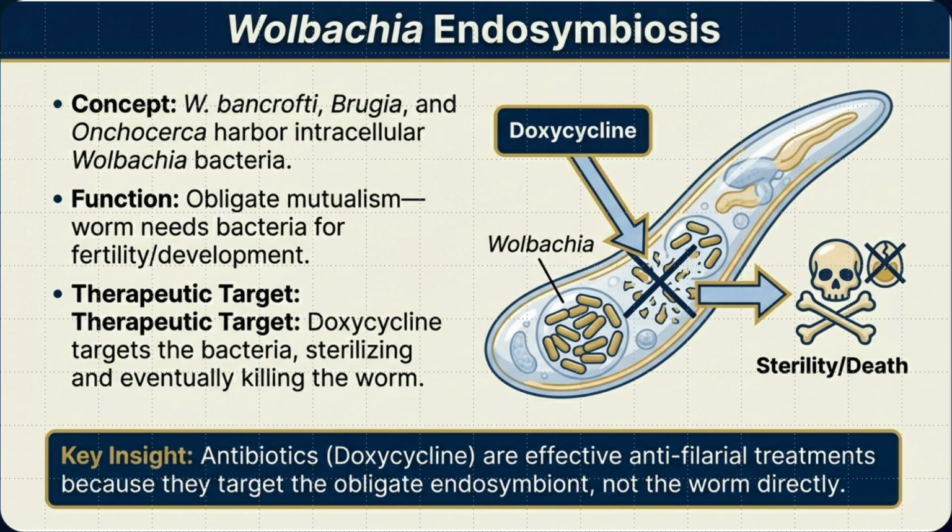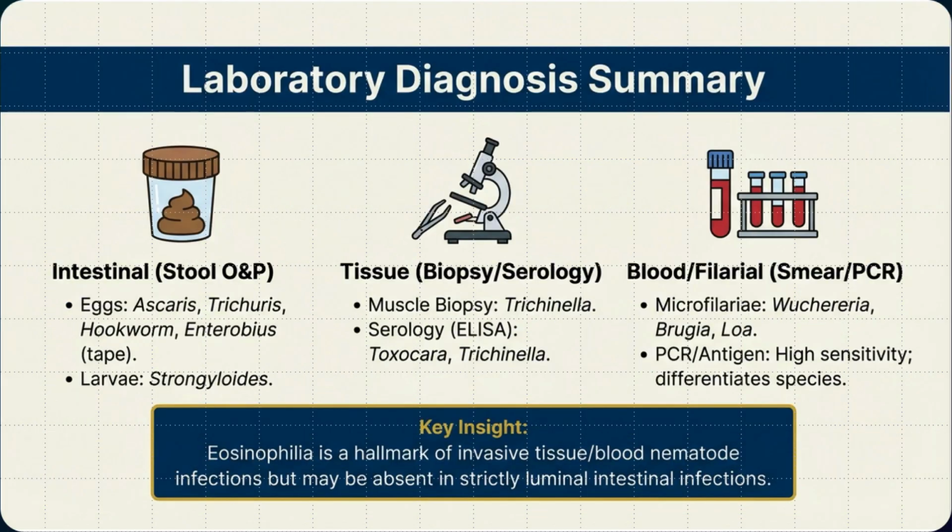Before we wrap up, let's just test this knowledge with a few rapid-fire scenarios. I'm going to throw a quick case at you, and you tell me the worm and the diagnostic key. Ready? Let's do it. Case A. A 6-year-old child, restless sleeper, constantly scratching their bottom. Enterobius vermicularis, pinworm. Do the Scotch tape prep first thing in the morning.